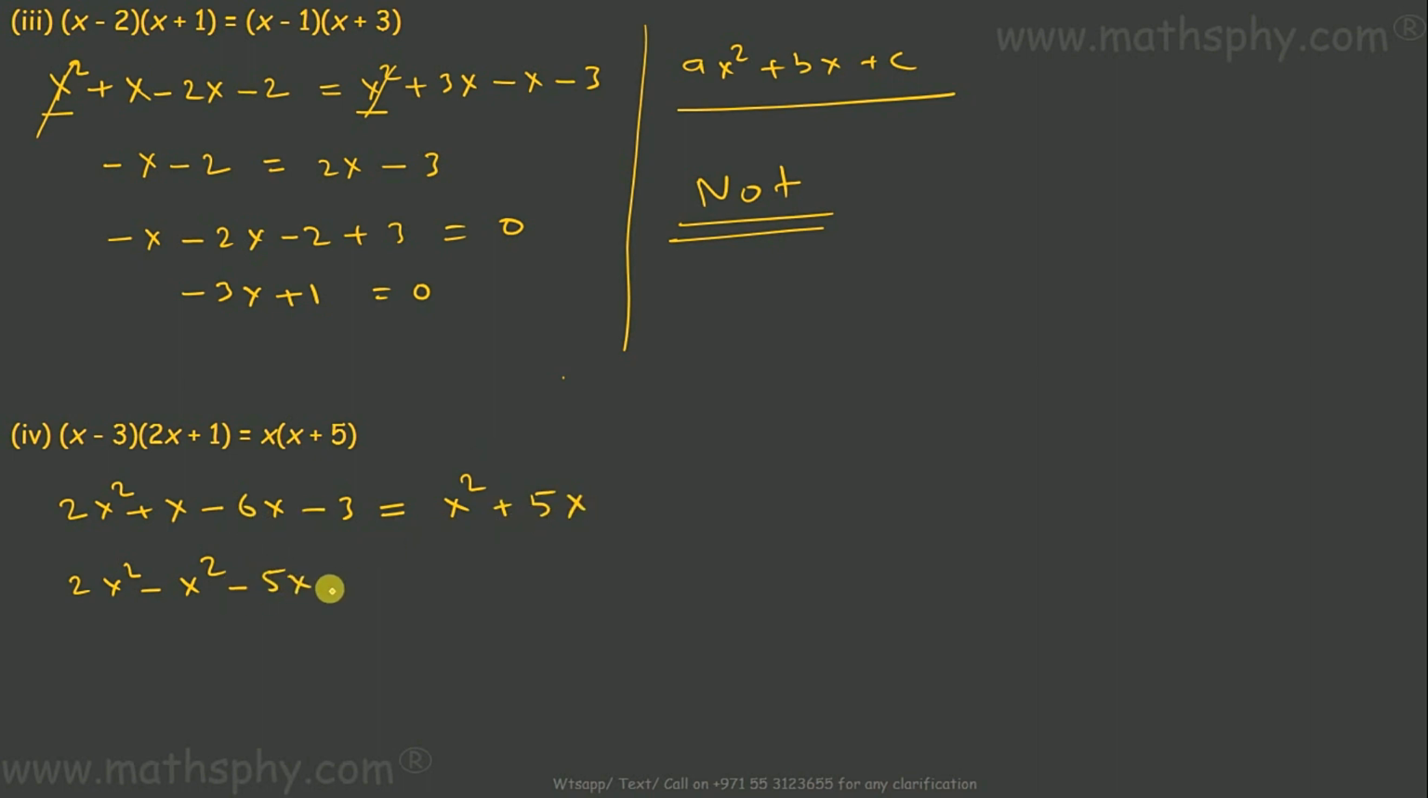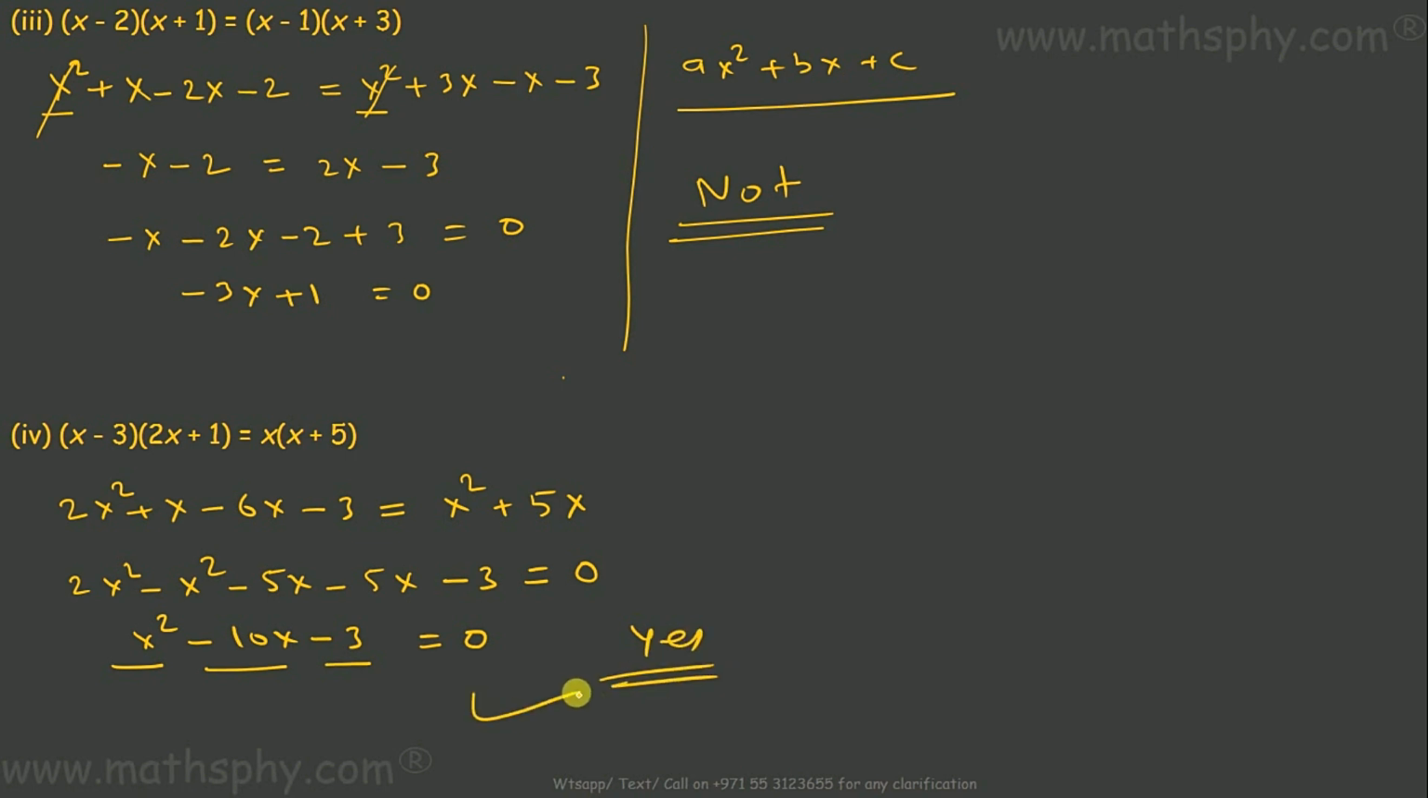This 5x comes this side, negative 5x. Negative 3 is equal to 0. So this is x squared minus 10x minus 3 equals 0. So I have x squared, 2 is the highest degree, x squared plus bx plus c, this can be done.